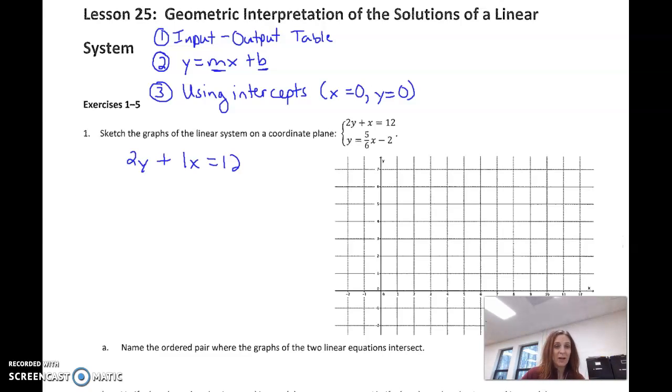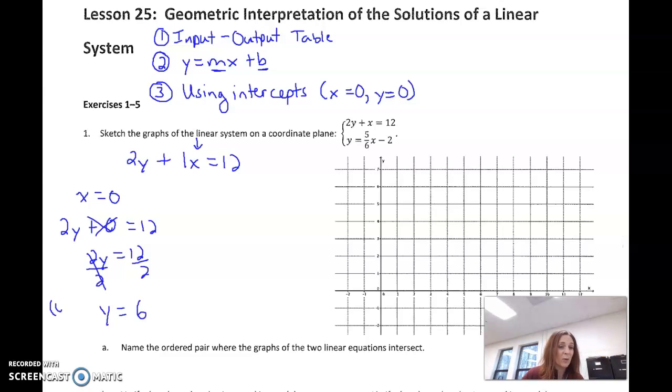So this is a good reminder of how we use intercepts. Start by putting 0 in for x. Okay, so right here for x, I'm going to plug in 0. And I'm going to go 2 times y plus 1 times 0, or plus 0, equals 12. Well, that 0 doesn't do anything, so I'm left with 2y equals 12. Then I divide both sides by 2, and I get y equals 6. So we can think of this as the ordered pair (0, 6), or you can think of it as the y-axis. I have to put a dot at 6.